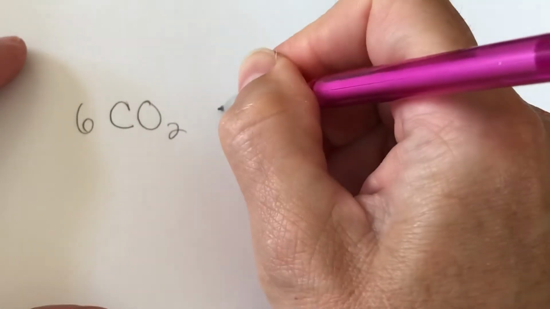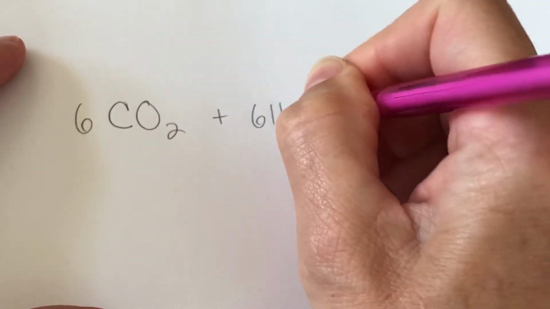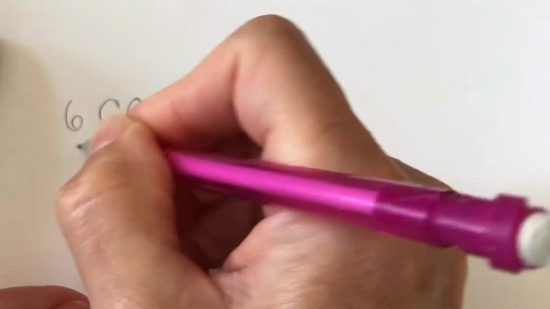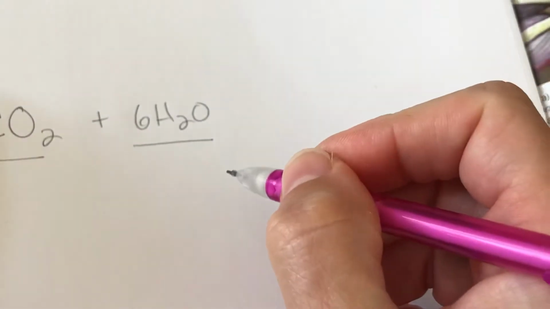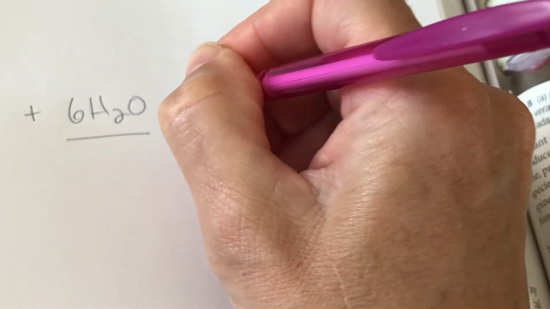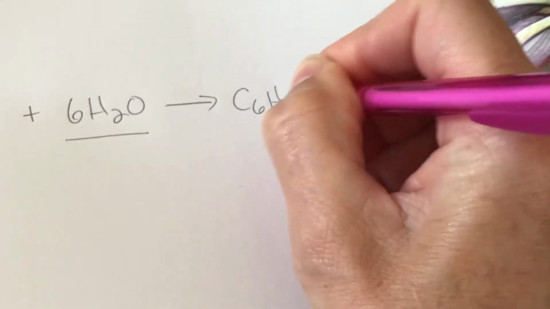So we've got 6 CO2 plus 6 H2O for photosynthesis. Okay, carbon dioxide comes in via the stomata. This comes in from the xylem. And then this is literally going to get converted into some form of a sugar.